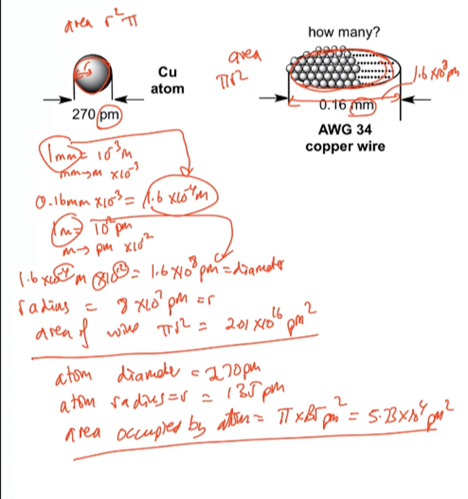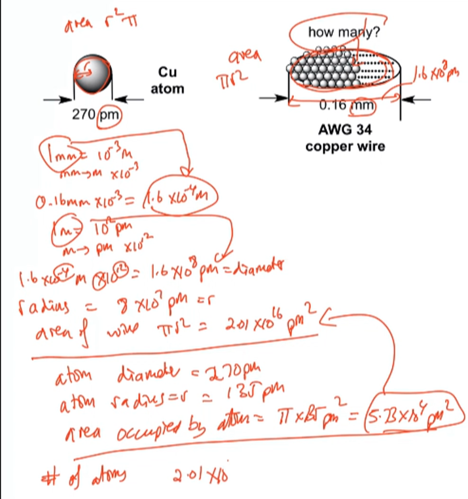So to figure out how many atoms will fit, we're going to ask how many times does this go into this. This ignores the spaces between the atoms, of course. So the number of atoms is going to be 2.01 times 10 to the 16 picometers squared, that area, divided by the area of an atom, 5.73 times 10 to the 4 picometers squared. And that turns out to be 3.5 times 10 to the 11 atoms. So that's a lot of atoms.